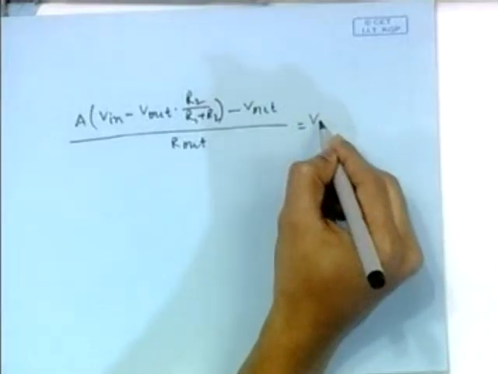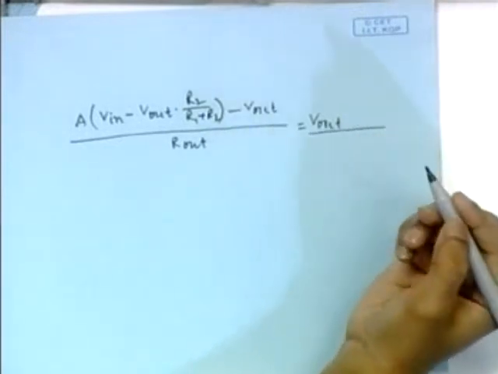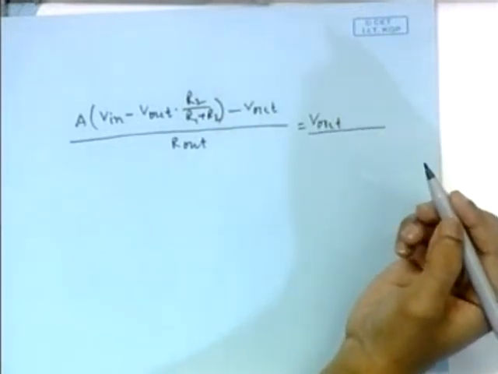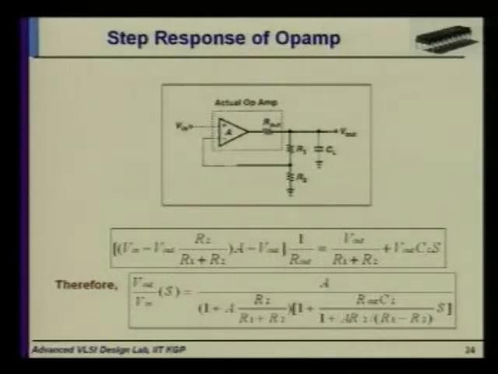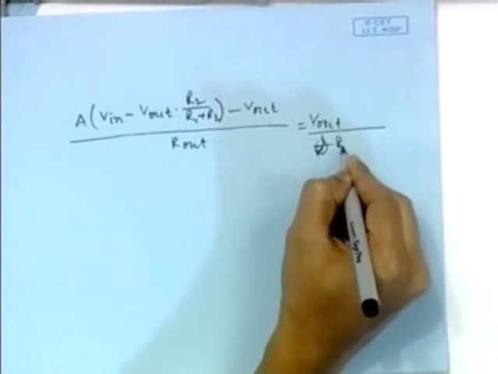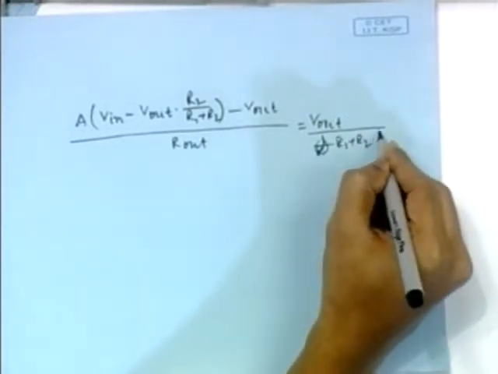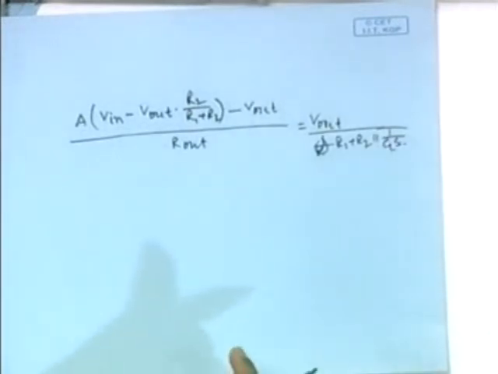Equal to basically V out divided by the equivalent resistance between the parallel combination of R1 plus R2 and CLS. In S domain what we get is that R1 plus R2 parallel 1 by CLS. Clear? So where from we get the voltage gain?